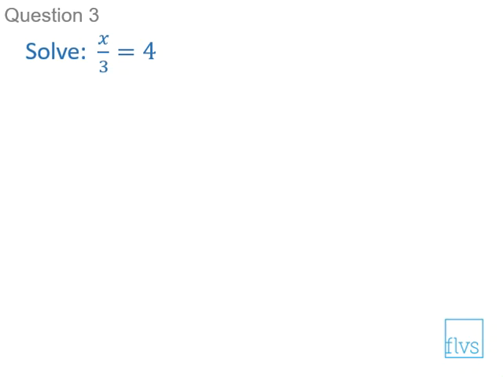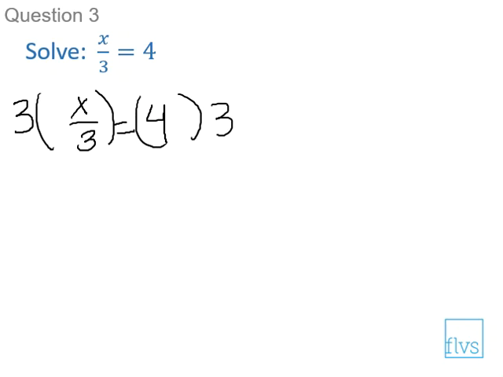All right, this one looks a little bit different. Instead of it being 3 times x, we're doing x divided by 3. So the opposite of dividing by something is multiplication. So we're going to multiply both sides by 3, giving us x equals 12.